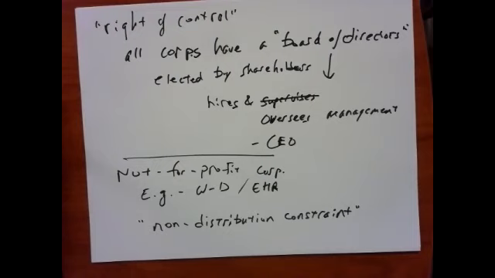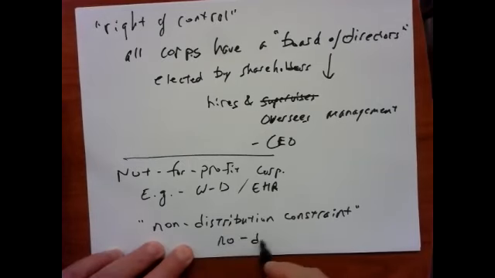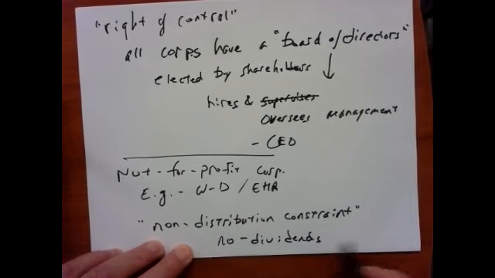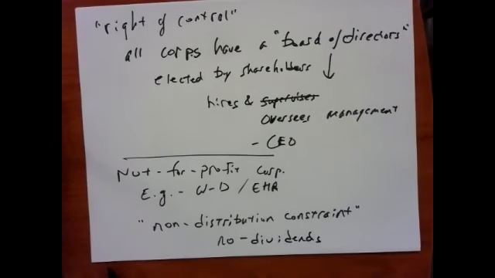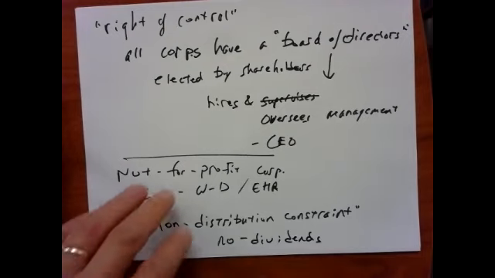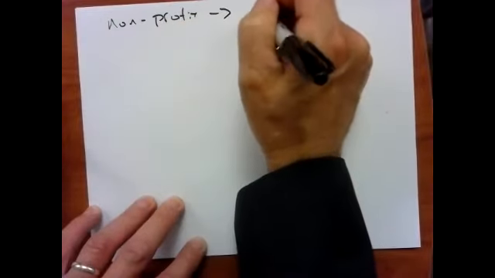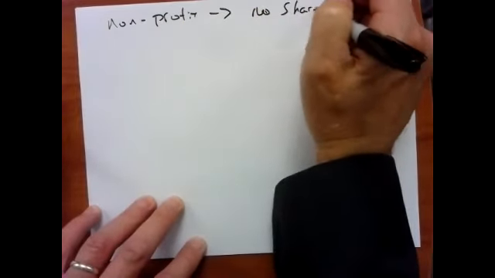They don't have shareholders, and so not-for-profits. This is the key of the non-distribution constraint: no dividends. I mean, that's kind of the simplest answer: no dividends. Right? They are not allowed to pay out any dividends. Now, they aren't allowed to pay out any dividends because there are no shareholders. So, nonprofit, no shareholders.